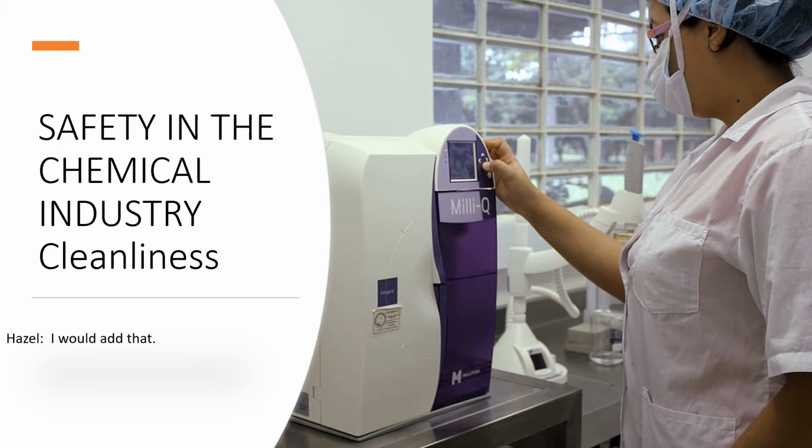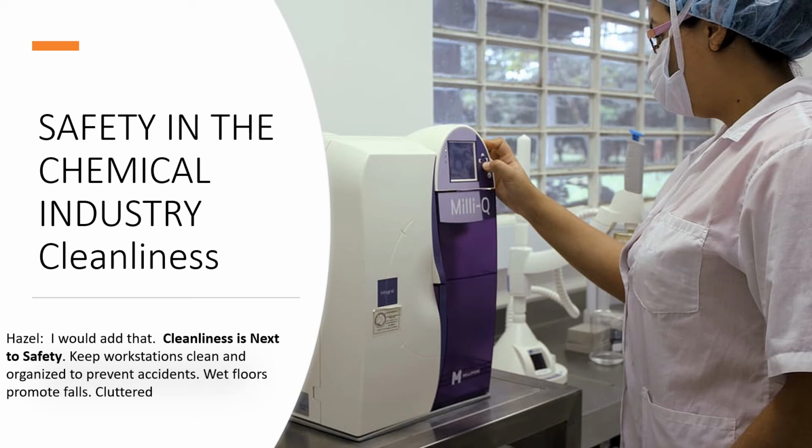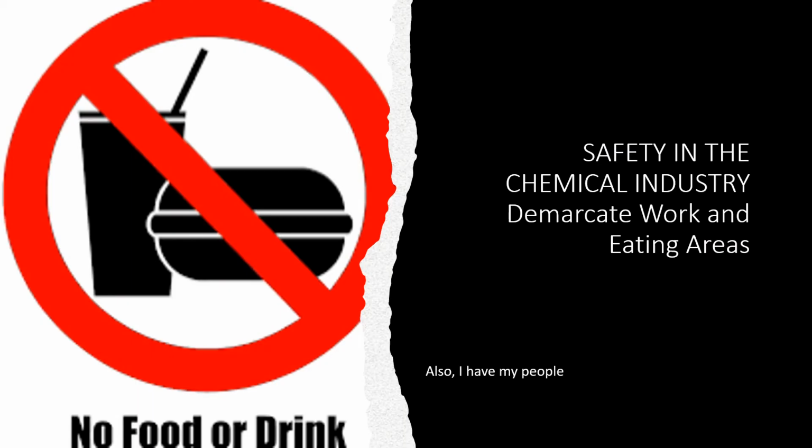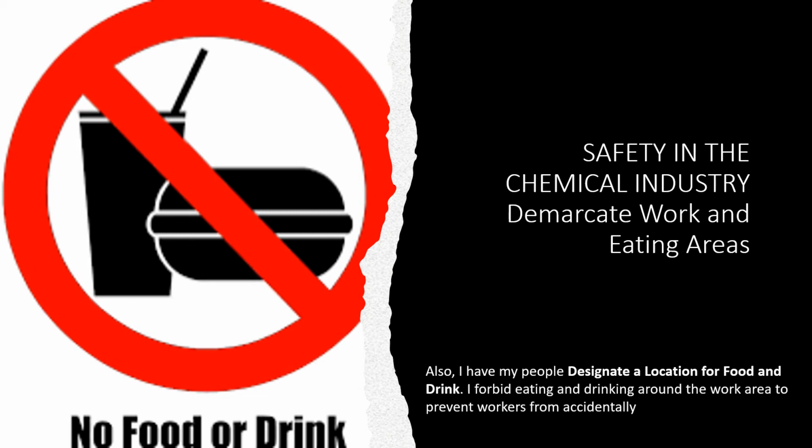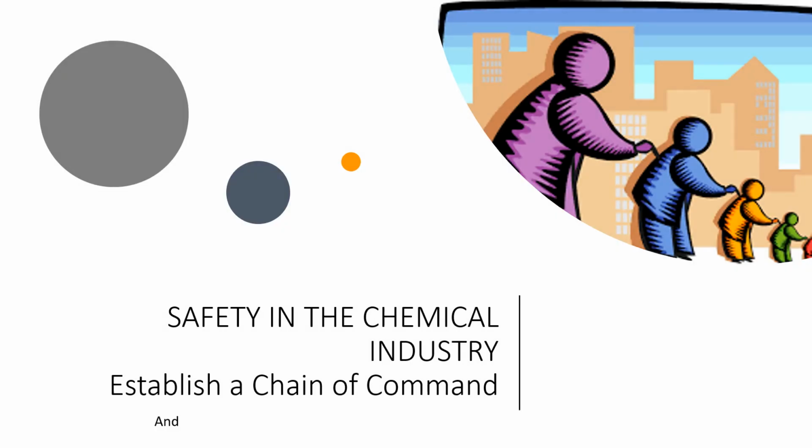Also, cleanliness is next to safety. Keep workstations clean and organized to prevent accidents. Wet floors promote falls. Cluttered work areas encourage inadvertent spills or mixing. Also, I have my people designate a location for food and drink. I forbid eating and drinking around the work area to prevent workers from accidentally ingesting chemicals.